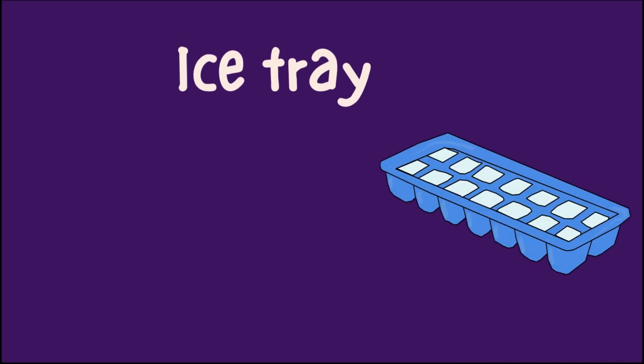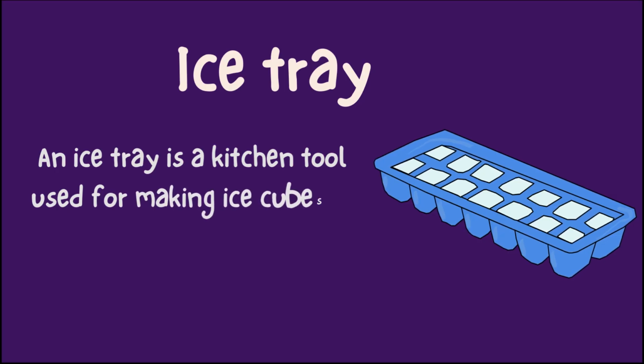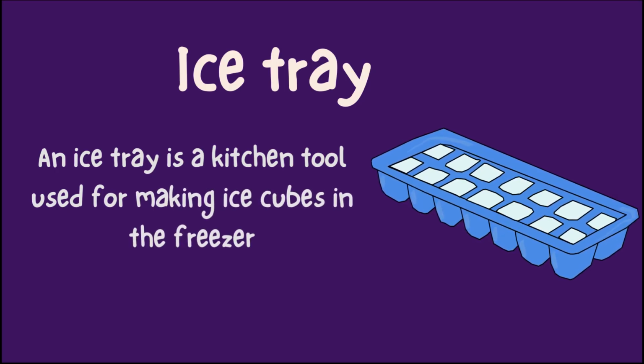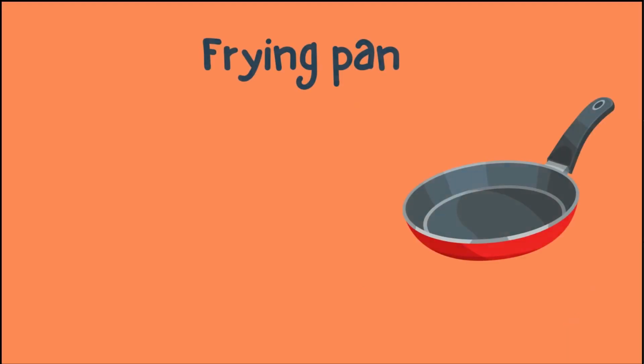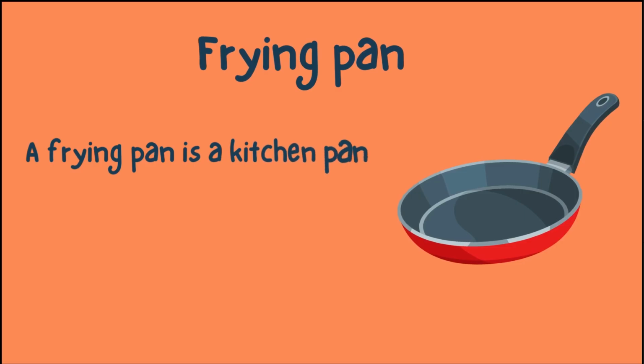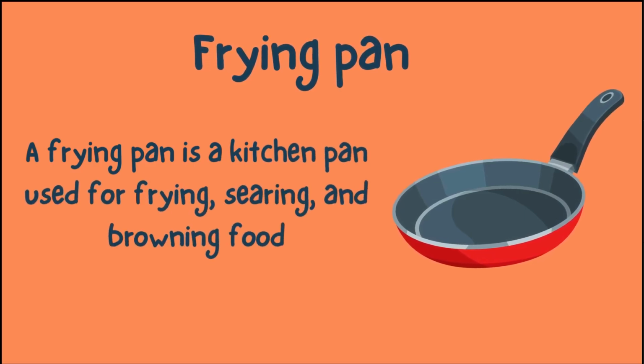Ice tray. An ice tray is a kitchen tool used for making ice cubes in the freezer. Frying pan. A frying pan is a kitchen pan used for frying, searing, and browning food.